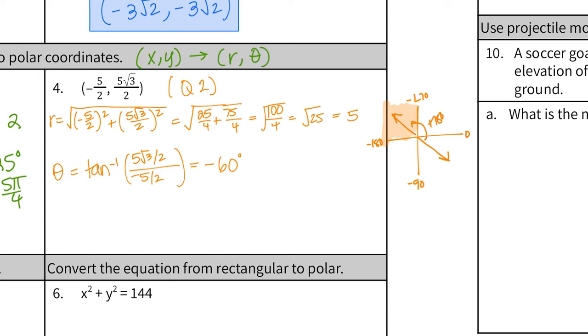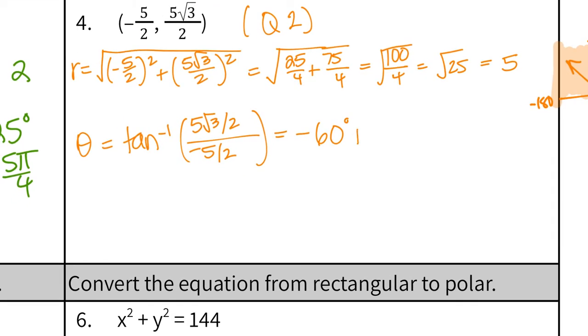So if I add 180, this gives me positive 120, which is exactly what I need. It's in quadrant 2. Now 120 degrees, if you convert that to radian, is 2 pi over 3. So now if we have our r and we have our theta, just put them together. Our polar coordinate is 5, 2 pi over 3.